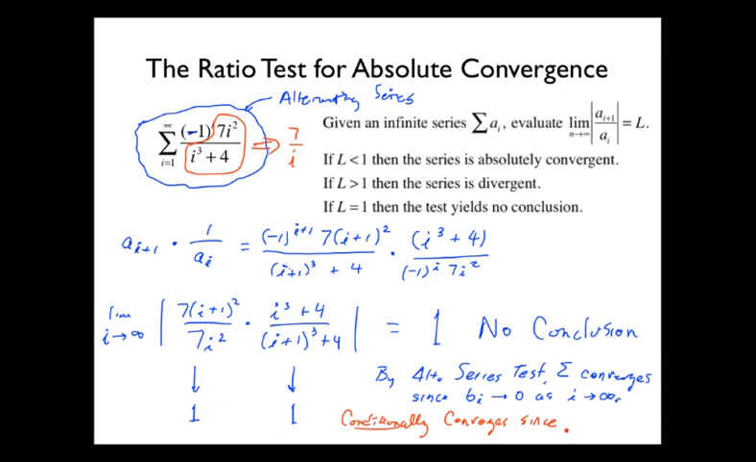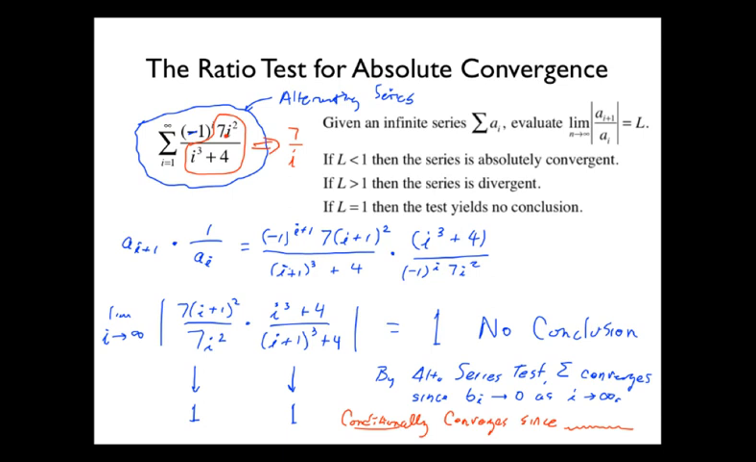Since I don't have room to write, what could we write? We write, since the series 7i squared over i cubed plus 4 in the long run is like the series 7 over i, which is essentially the divergent harmonic series. And that's what you would write. You'd write all that stuff.